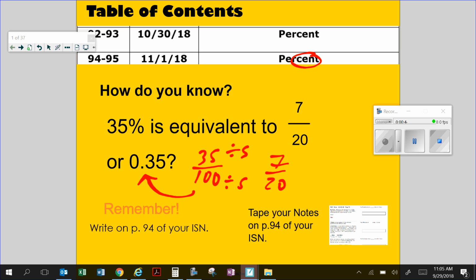And given the fraction 7/20, I know I could build it back up by multiplying by 5 and get 35 hundredths. And then 35/100 means 35%, because it's 35 for every 100. So they're all equivalent.